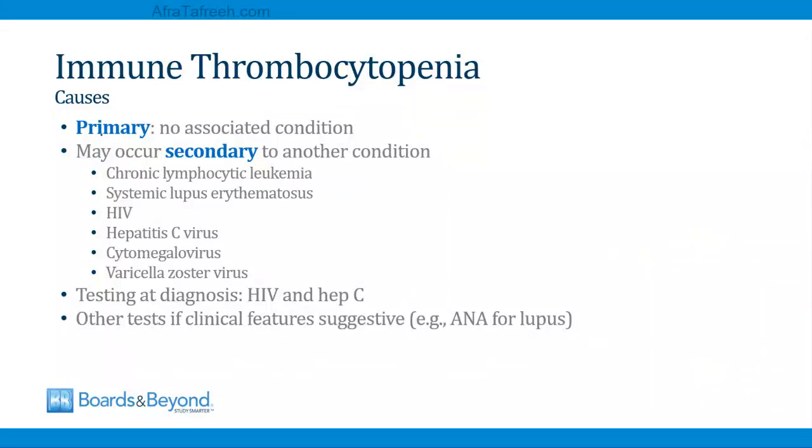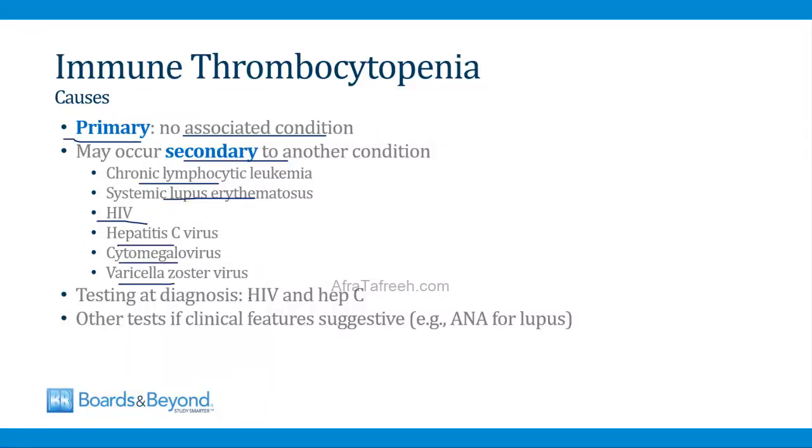Immune thrombocytopenia can be a primary problem where it occurs in isolation with no associated condition, but it also often develops secondary to another condition, especially inflammatory disorders or viral infections. So for example, you can see ITP in patients with CLL and lupus. You can also see it in association with a number of viral infections, including HIV, Hep C, CMV, and varicella.